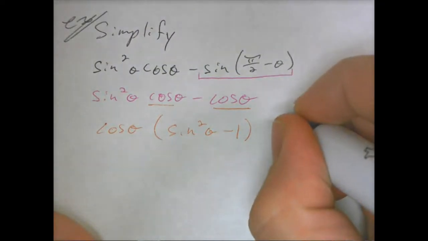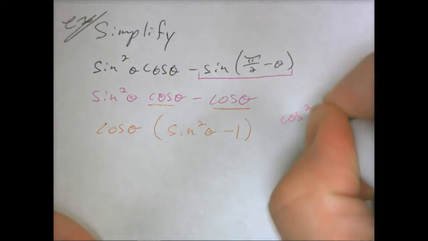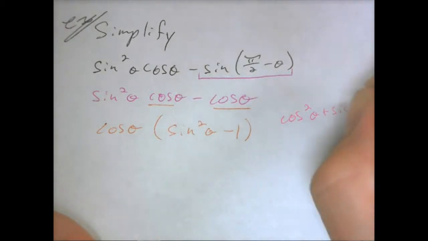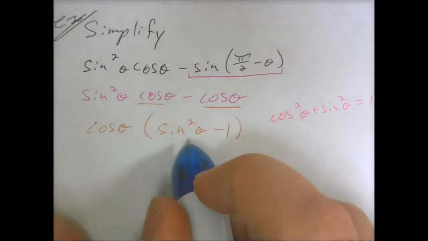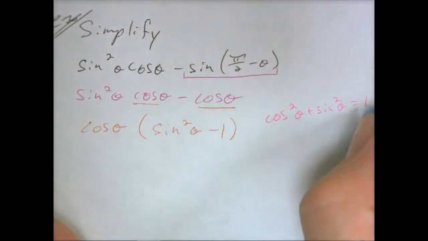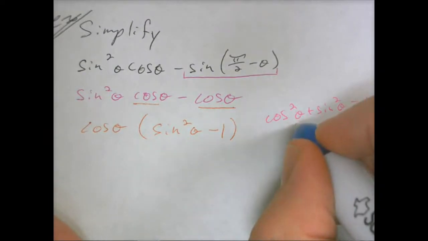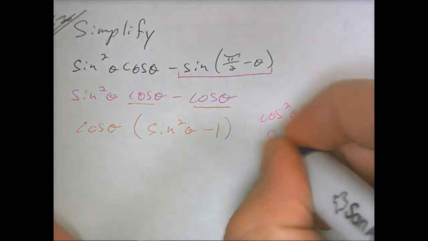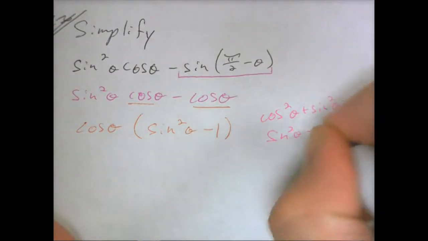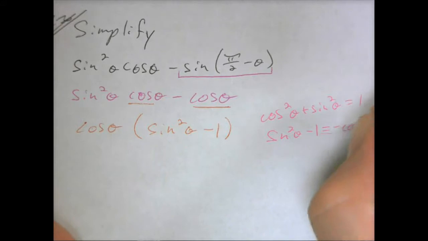Cosine squared plus sine squared is 1. Here I want to have sine squared minus 1. So in order to do that, I'm going to have to move this 1 to the other side over here. I'm going to have to move cosine squared to the opposite side as well. So if I do that, I will have sine squared minus 1 equals negative cosine squared.